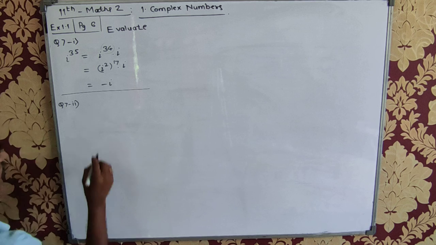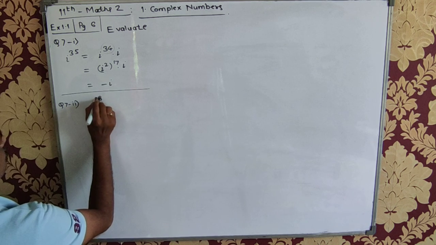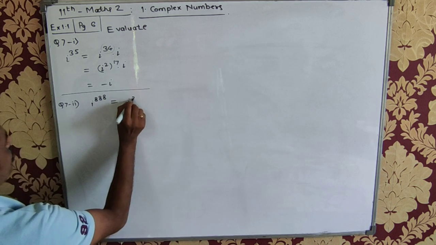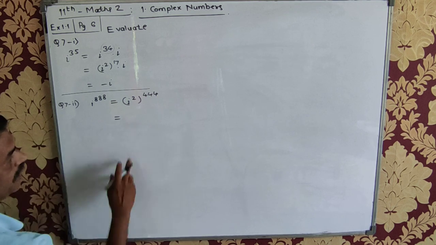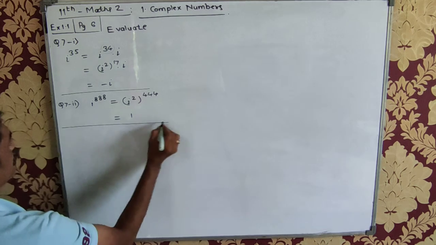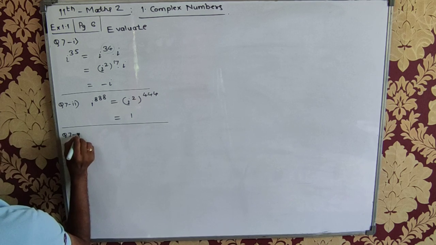7 (ii), i raised to 888. This is i square raised to 444. i square is minus 1. Minus 1 raised to even number is plus 1. Okay. Question number 7 (iii).